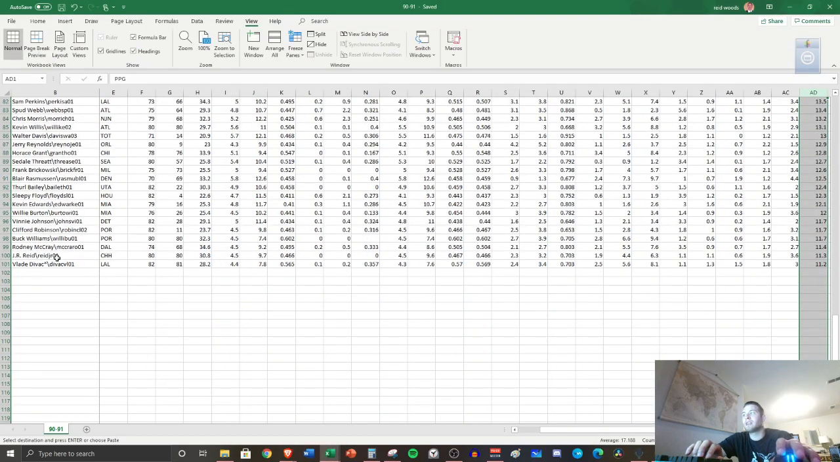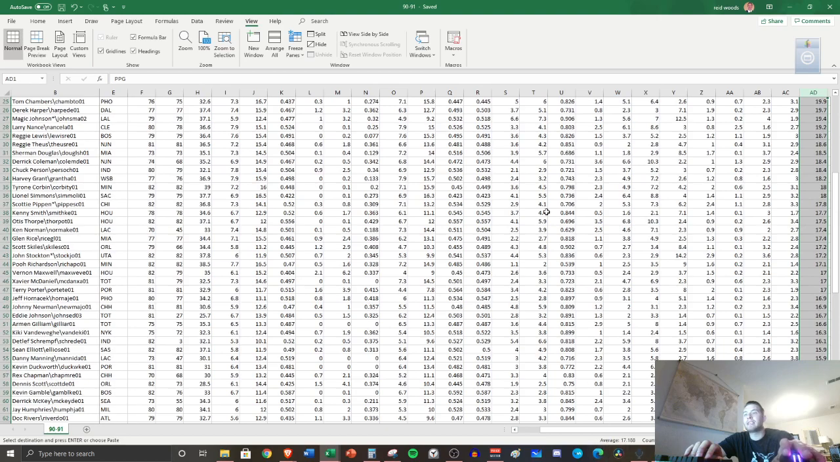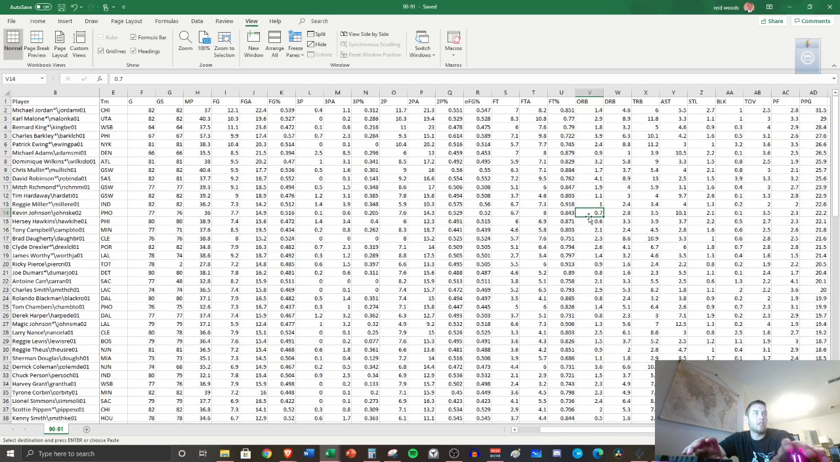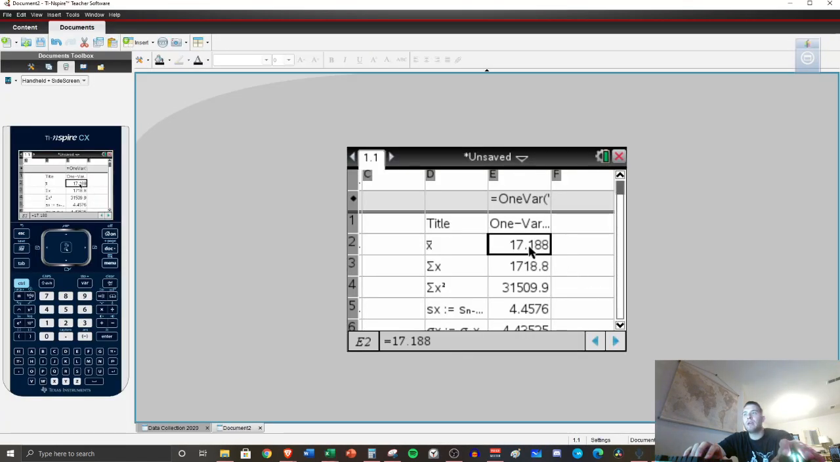So there's 100 players in here on the left. And for both data sets, it's 100 players. There were more in the data set that I could have got, but the top 100 players, this is their mean. So 17 point, we'll do 19 and 4.46.